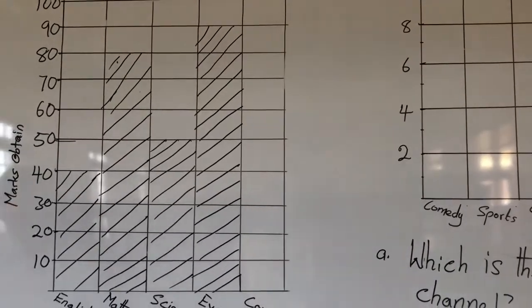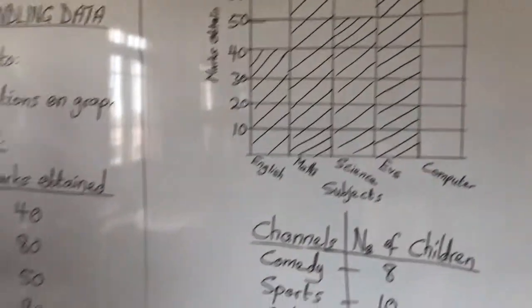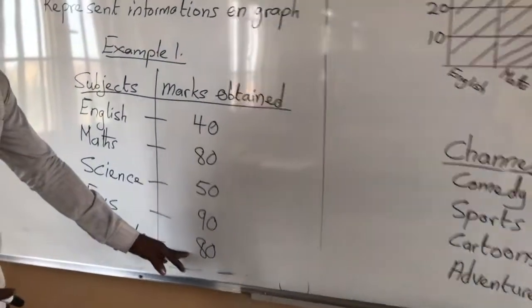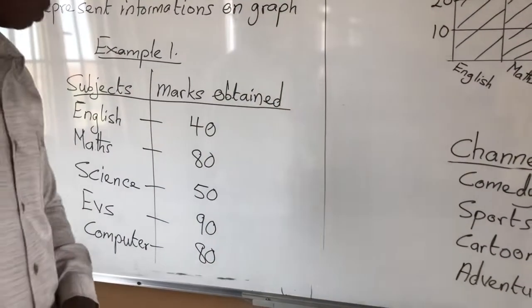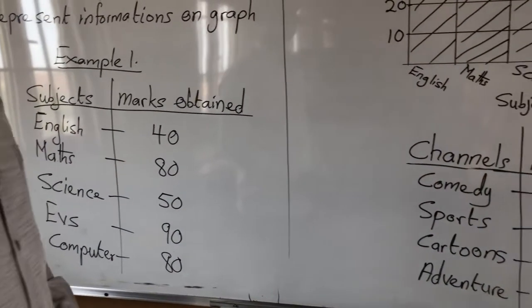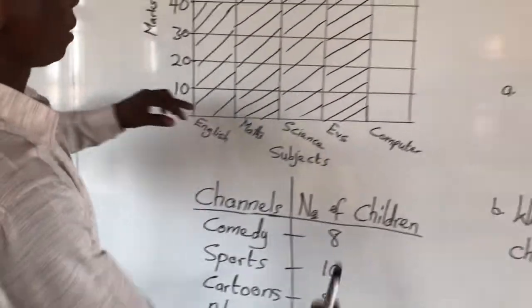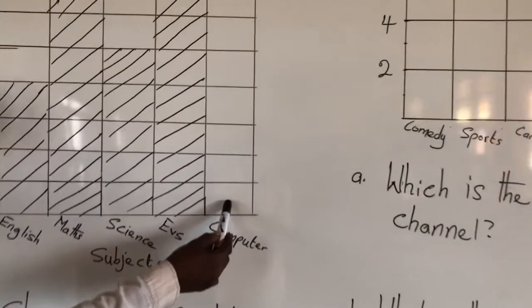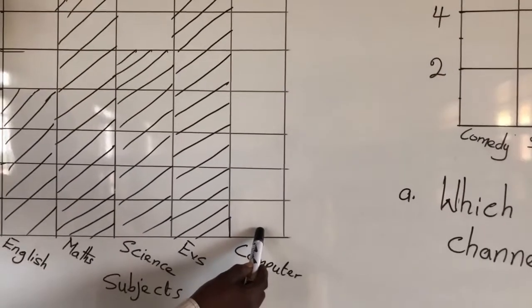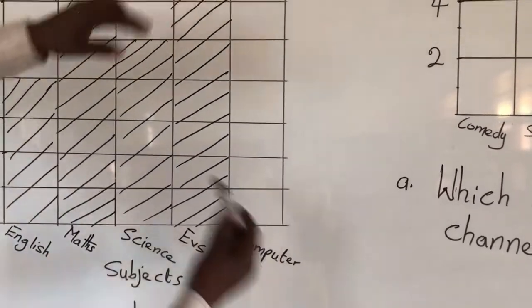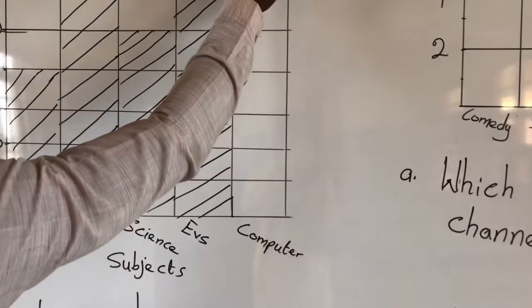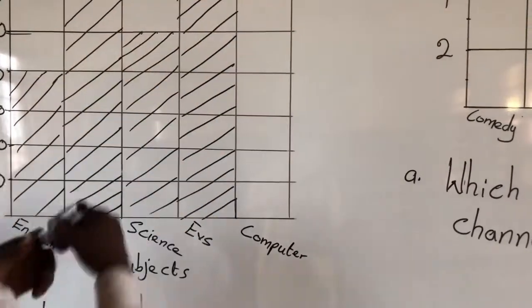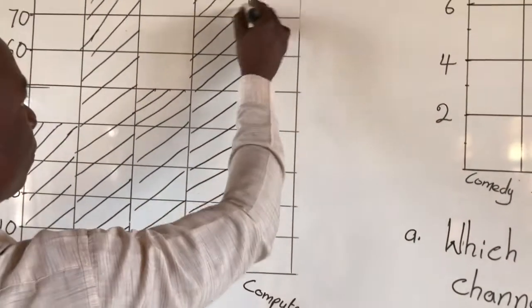Let's quickly look at the last one, which is computer, and it obtained 80 marks. So let's look at this. This is computer, 10, 20, 30, 40, 50, 60, 70, 80. You trace to this, which will be this place, 80. Have you seen it? So you shade.